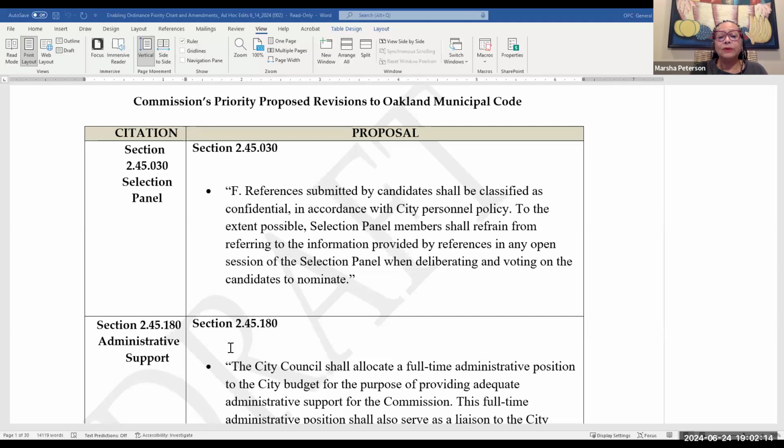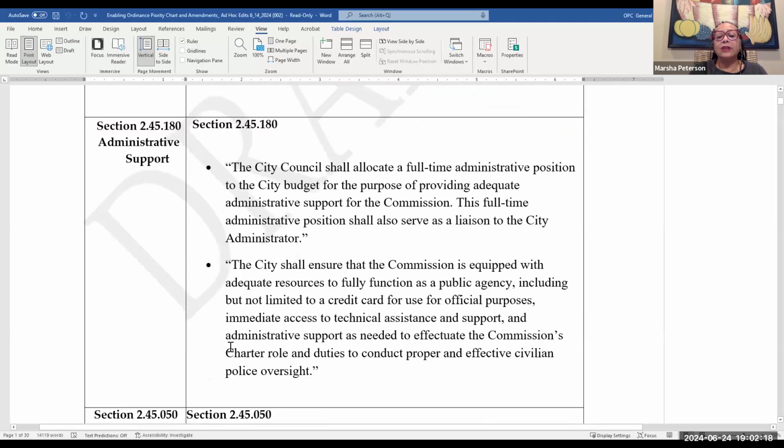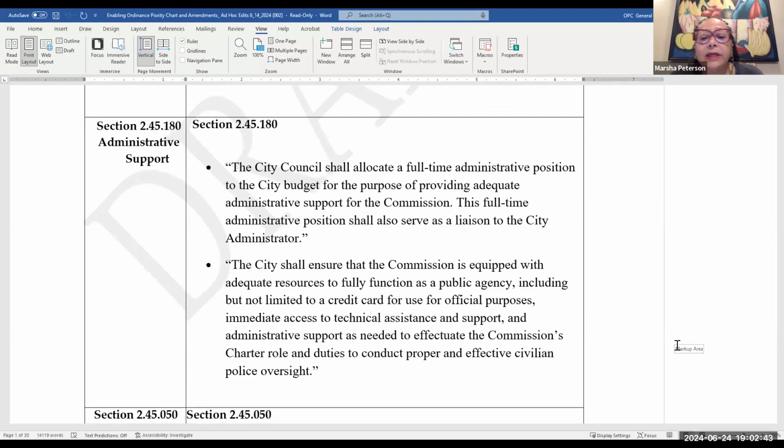2.45180 administrative support. The city shall allocate a full-time administrative position to the city budget for the purpose of providing adequate administrative support for the commission. This full-time administrative position shall also serve as a liaison to the city administrator. The city shall ensure the commission is equipped with adequate resources to fully function as a public agency, including but not limited to a credit card for use for official purposes, immediate access to technical assistance and support, and administrative support as needed to effectuate the commission's charter role and duties to conduct proper and effective civilian police oversight.